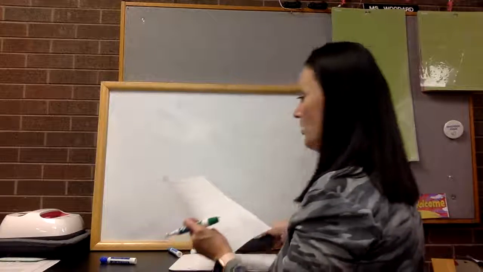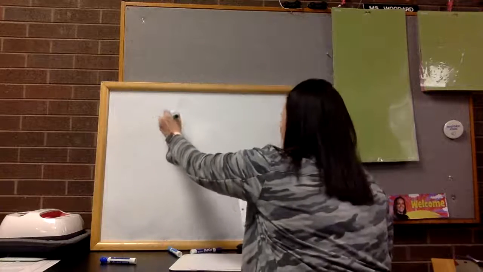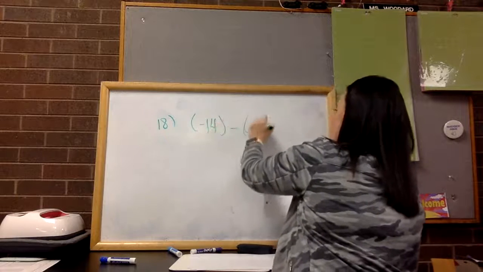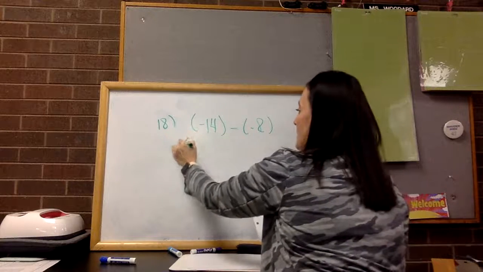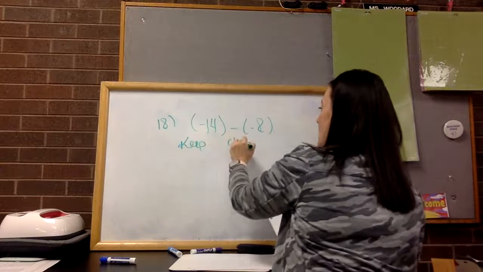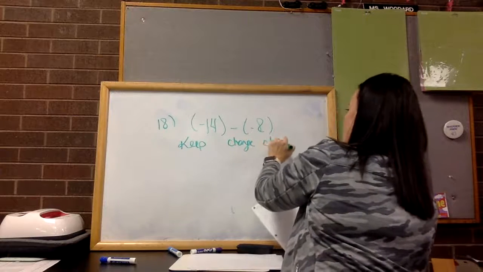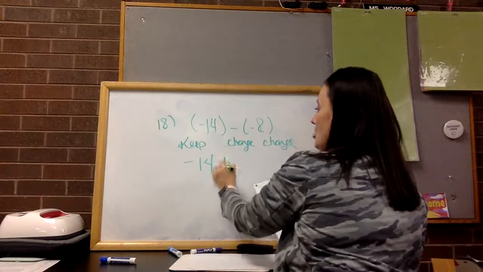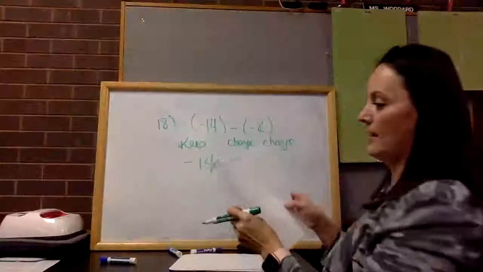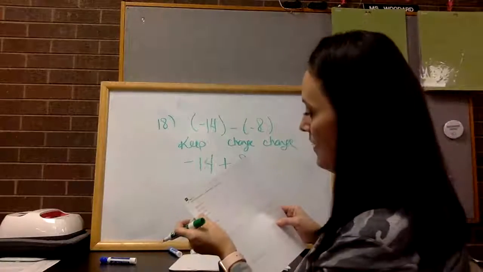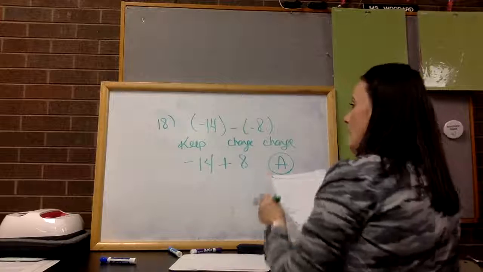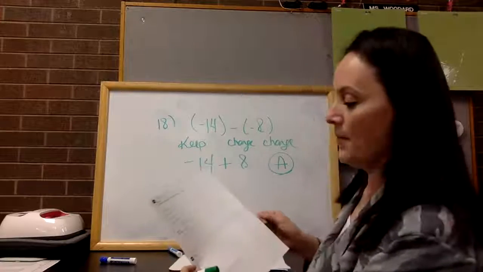So all you guys are doing in this one is you aren't even solving this one. You guys are just looking at -14 minus -8. Remember how we did this. We did keep, change, change. Keep, change, change. So -14 stays the same. Change subtraction to addition, change the sign of the second number. So it looks like I should do -14 plus 8. So I should say A for that first part, for part A.